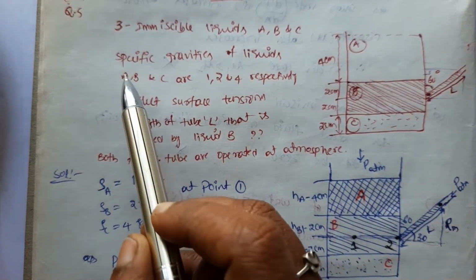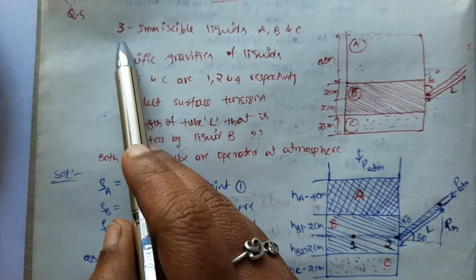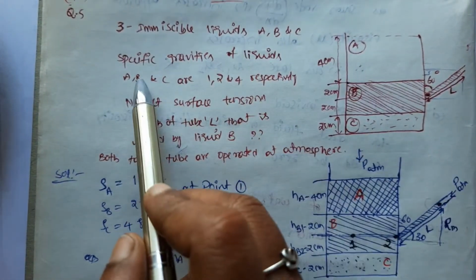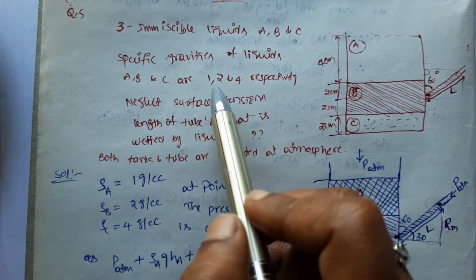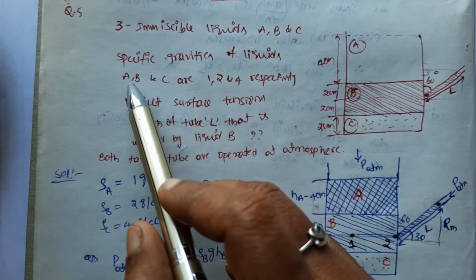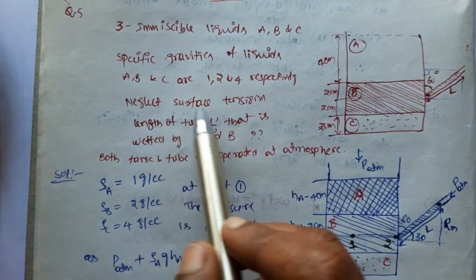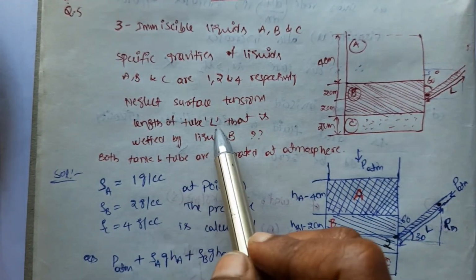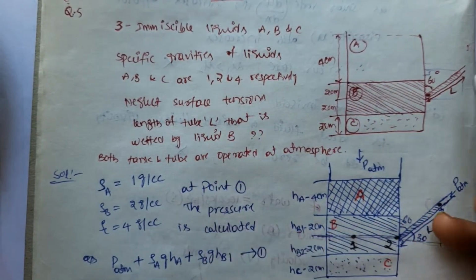So in the problem it is given 3 immiscible liquids A, B, C. Specific gravities of liquids are given, that is 1, 2 and 4 respectively for A, B and C. Neglecting the surface tensions, find the length of the tube L that is wetted by the liquid B.